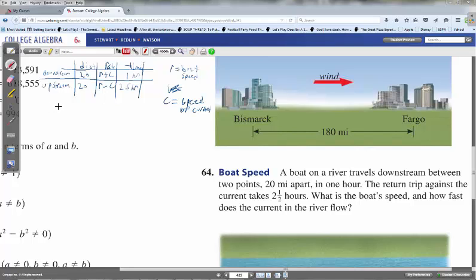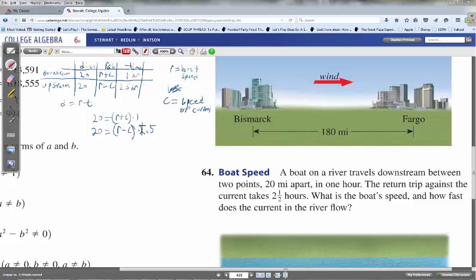So let's see. Distance equals rate times time. So I can plug in for both of these. 20 equals R plus C times 1. And 20 equals R minus C. Oh, I actually forgot to solve the other one by substitution. I'm sorry. Oh, I really want to finish this one before I go back, so I will do this. It'd actually be 2.5 there.